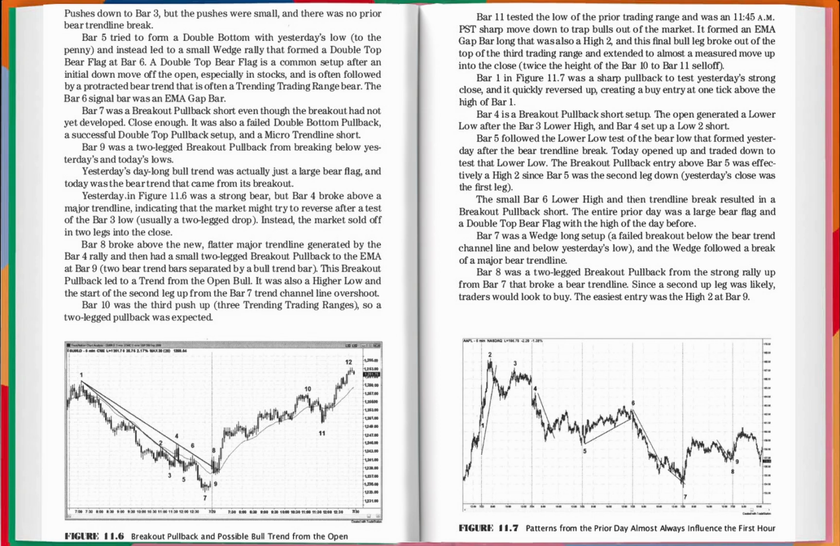Double top bear flag is a common setup after an initial down move off the open, especially in stocks, and is often followed by a protracted bear trend that is often a trending trading range bear. The bar 6 signal bar was an EMA gap bar.